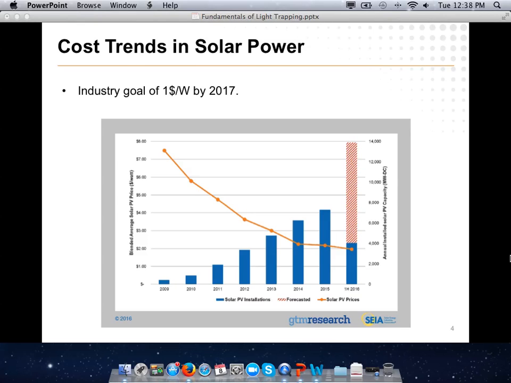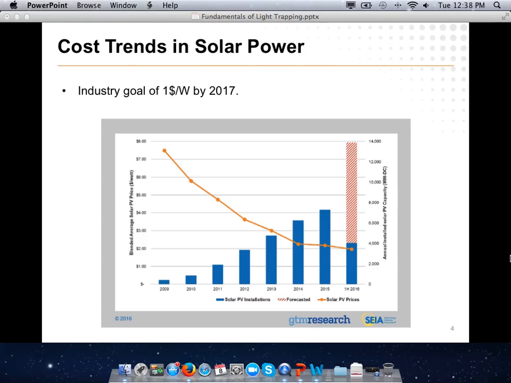You can see the cost of solar cells back then was about $5 per watt, and now in 2016, we're down to about the $2 per watt level. So we're not quite at the industry's target yet. It kind of stagnated here, but there's been a lot of progress. Obviously, as the price of solar installation goes down, the total number of solar installations is going up in proportion. And that's really good. We want to see that trend continue.